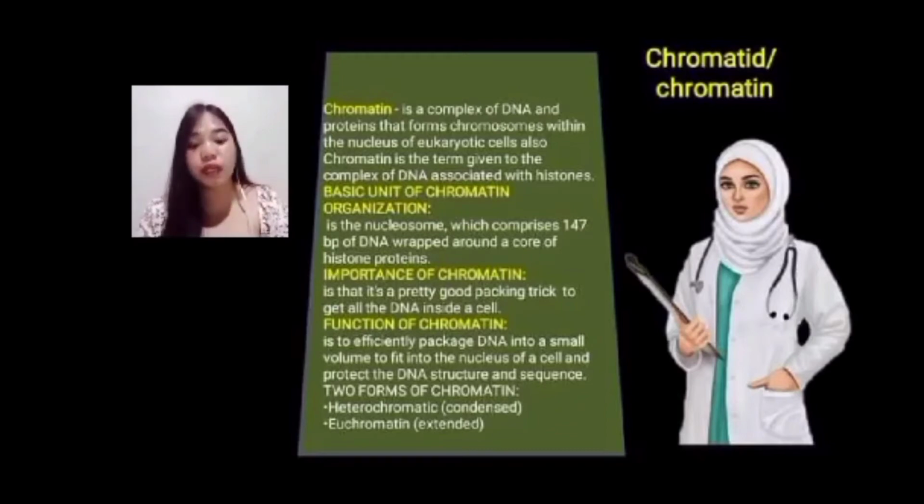Chromatin exists in two forms. One form is called euchromatin. It is less condensed and can be transcribed. The second form, called heterochromatin, is highly condensed and typically not transcribed.